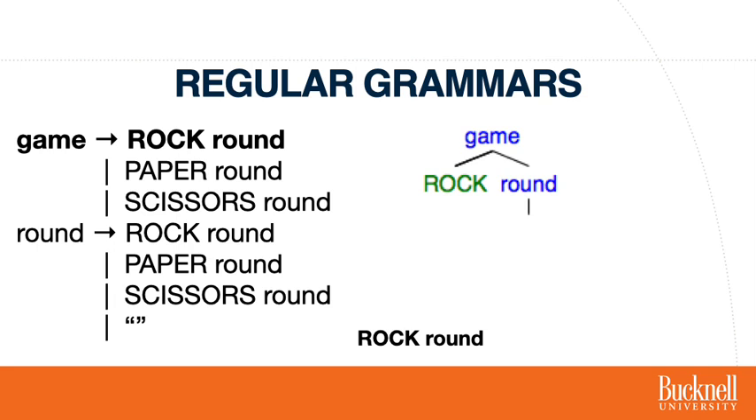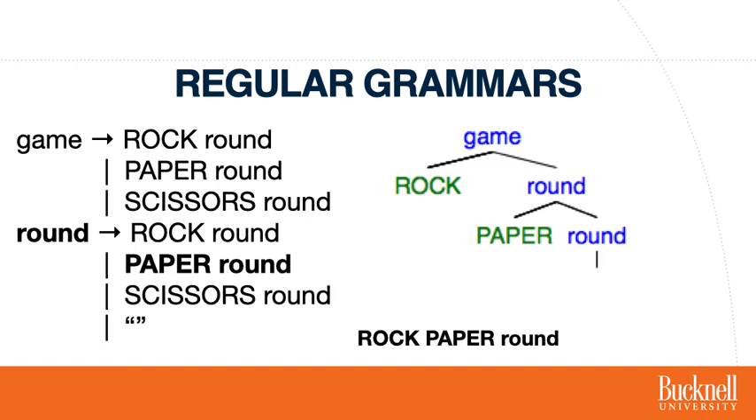To play another round, we apply one of the parts of the round rule, replacing round with either rock round, paper round, scissors round, or nothing. Nothing would indicate stopping the game. Let's continue for now. Let's play paper. We replace round with paper round.